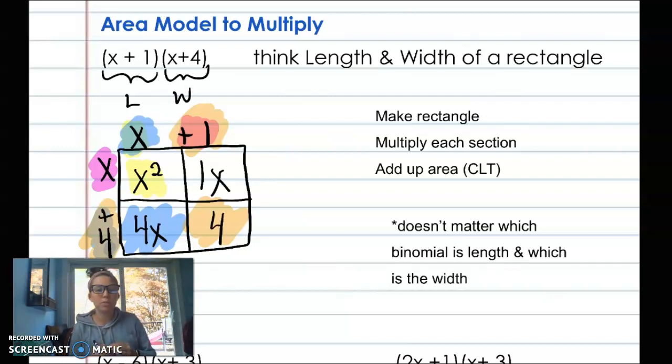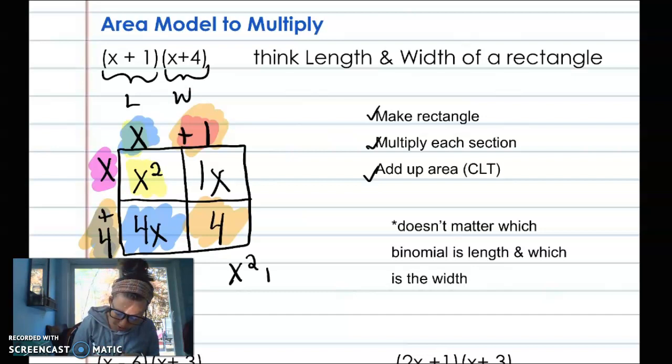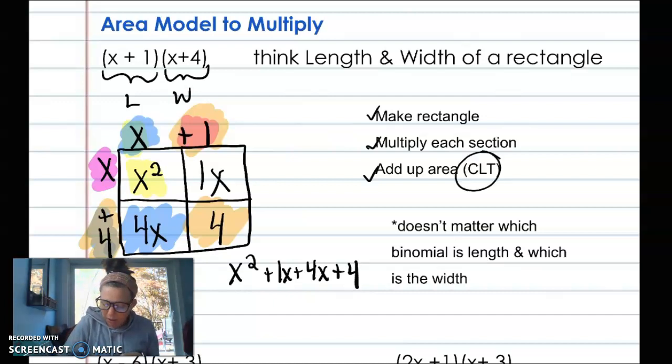Now once you multiply each section, we made the rectangle, we multiplied, we're going to add up all the areas. So we're going to do x squared plus 1x plus 4x plus 4. And we're going to combine any like terms. In this case, the only like terms that you have are the 4x and the 1x. So those are your like terms that we're going to go ahead and combine these two.